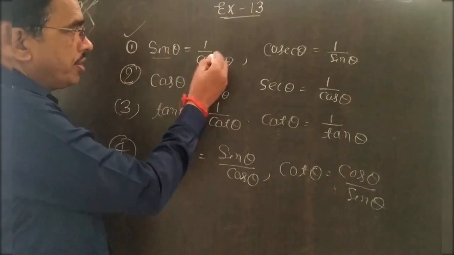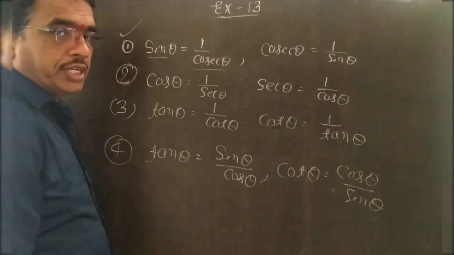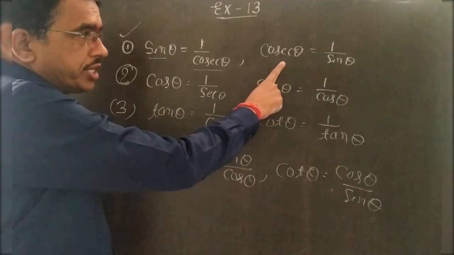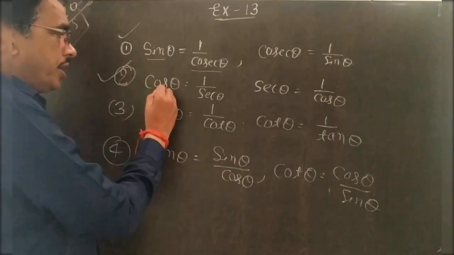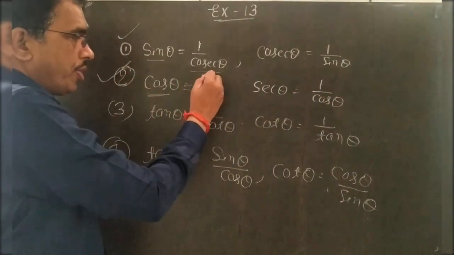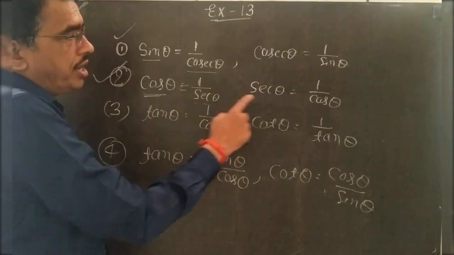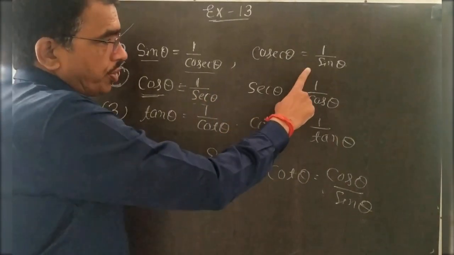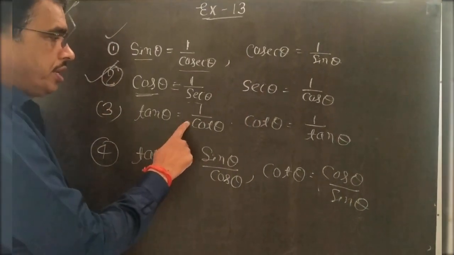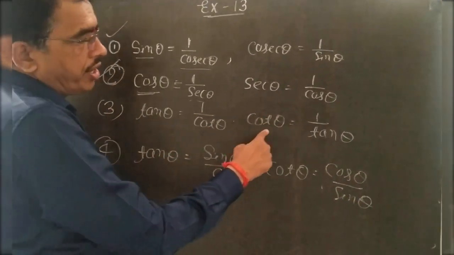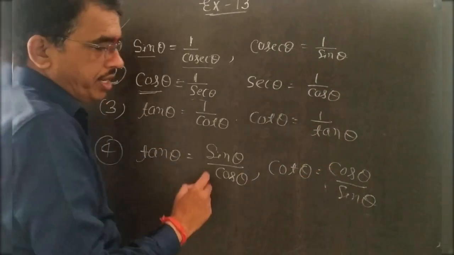Sin theta, we can write 1 by cosec theta. Similarly, cosec theta, we can write 1 by sin theta. Second, cos theta is the reciprocal of sec theta, that is 1 by sec theta. And sec theta is the reciprocal of cos theta, that is 1 by cos theta. Tan theta is 1 by cot theta. And cot theta is equal to 1 by tan theta.